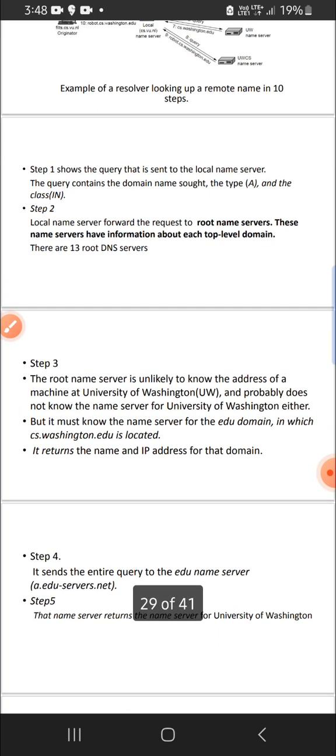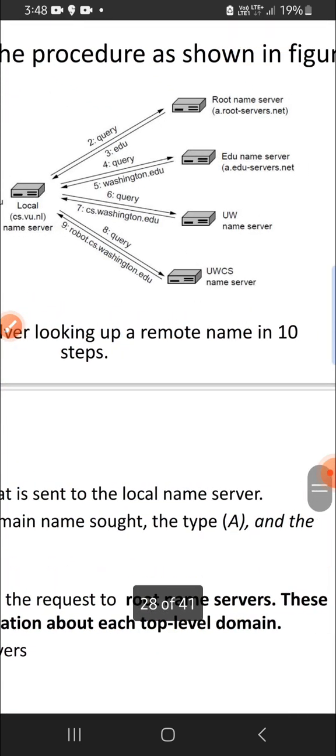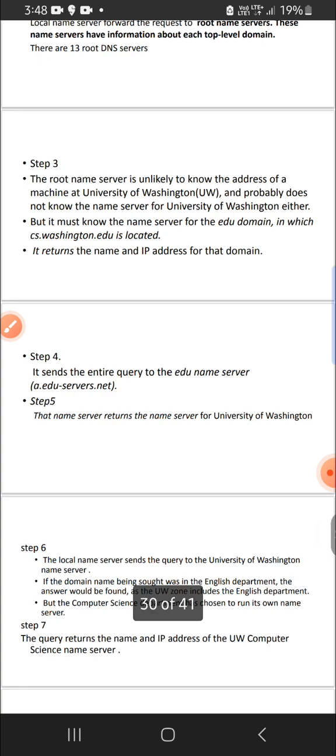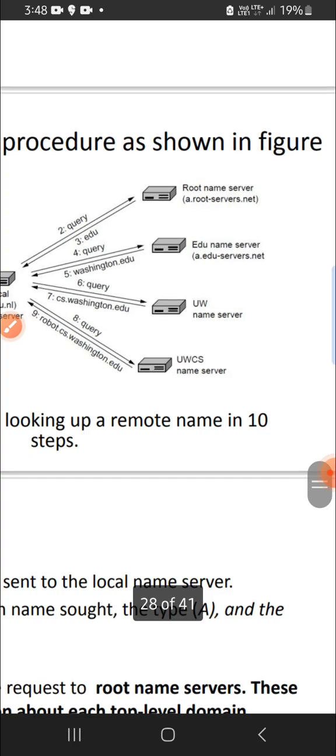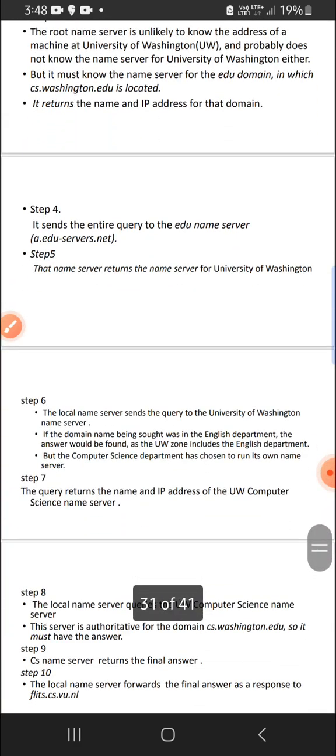Step 4, it sends its entire query to the edu name server. So it gave the query to the edu name server. That name server returns the name server for the University of Washington, that is washington.edu. The local name server sends a query to the University of Washington name server.